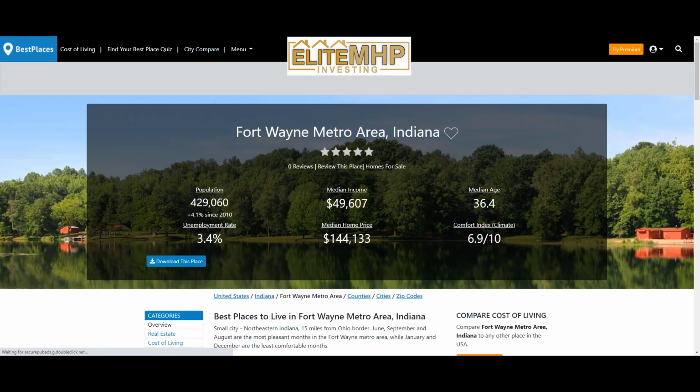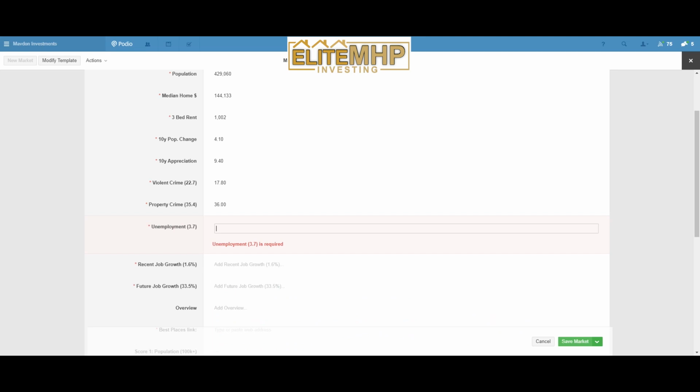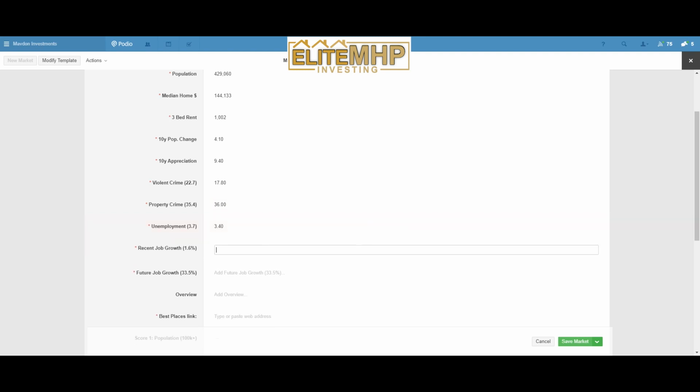What do we look for? 5% and below. This has a nice 3.4% unemployment rate. Not too much explanation there. We just want to make sure people are working so they can pay rent, obviously, right? There's a demand for jobs, but even more importantly, job growth, right? Like unemployment, but are jobs growing? Are they expanding? Are there new employers coming in? Are there projections for future development of more jobs?